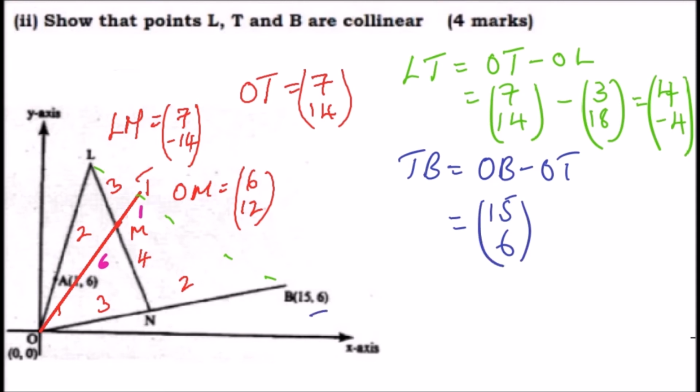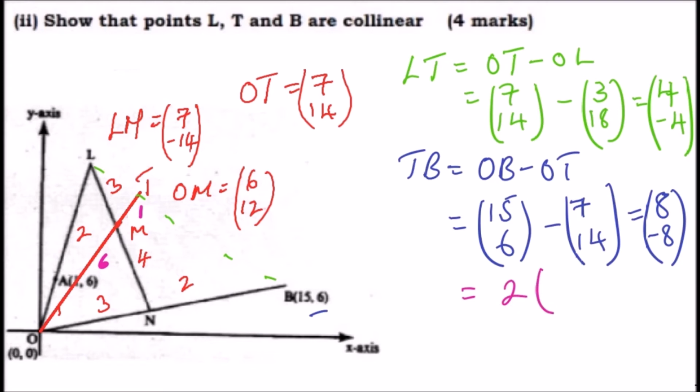We just invert the coordinates, minus our OT, which is 7, 14, and this you get 8, and here it is minus 8. So that is what we get, and we can say this is equal to, now OT we can say it is 2, and this will be 4. We factor out 2, and that is 4.